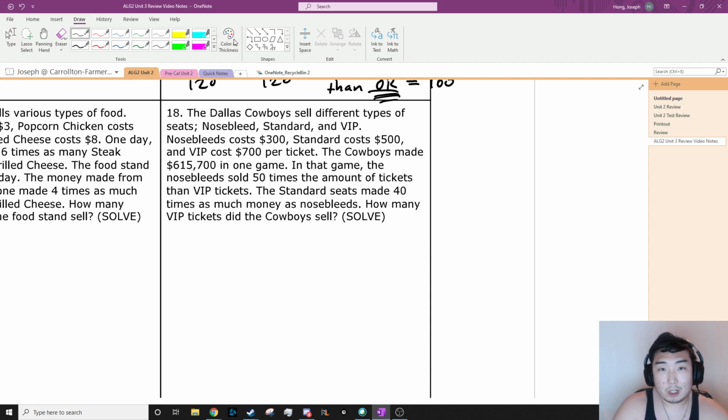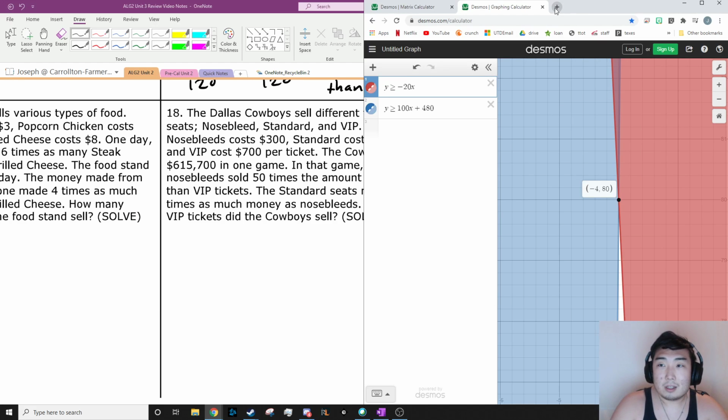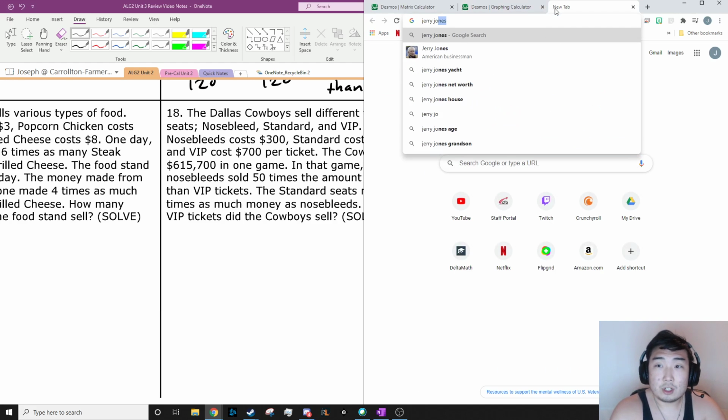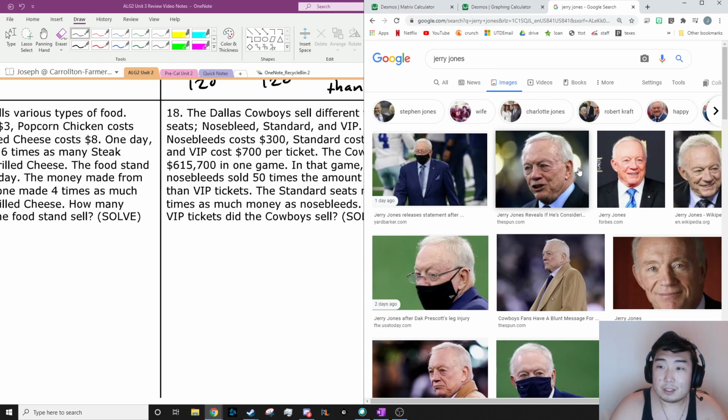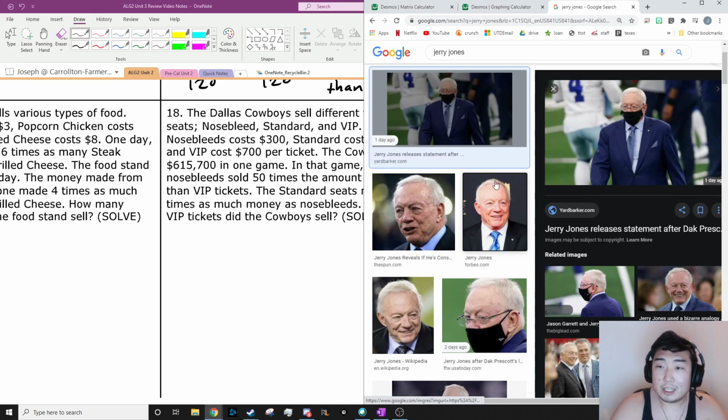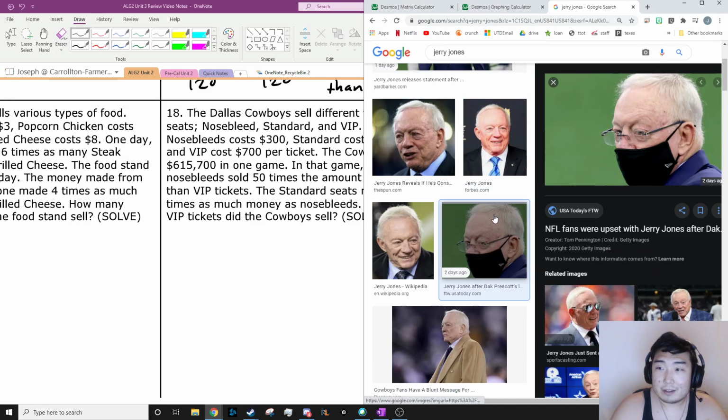Wow. So, what a great story about Jerry Jones and the Dallas Cowboys. If you didn't know, Jerry Jones, he loves money. Jerry Jones. This guy right here. This guy right here, he owns the Cowboys and he loves money.